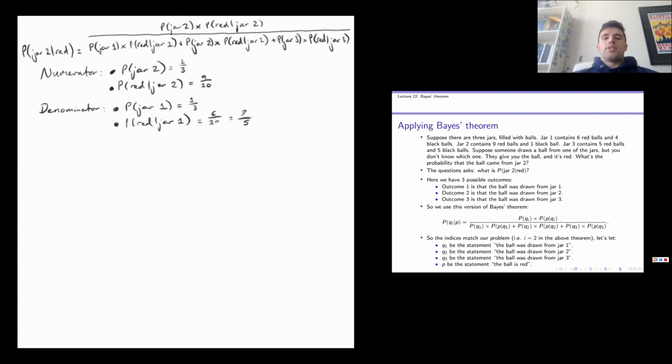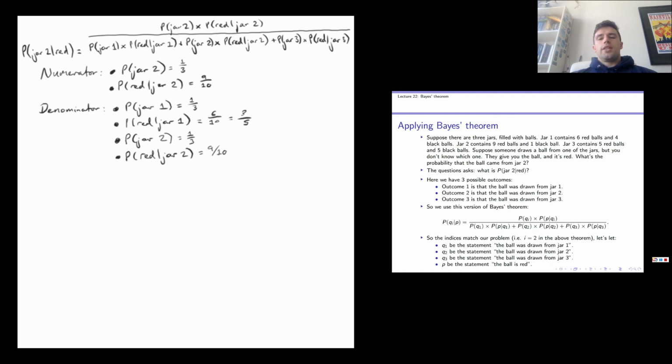Next, we need the probability that the ball came from jar 2 times the probability that it's red given that it came from jar 2. And this, we notice, is exactly what the numerator is, so in fact we've already calculated these values. The probability that the ball came from jar 2 is 1/3, and the probability that it's red, given that it came from jar 2, is 9/10.